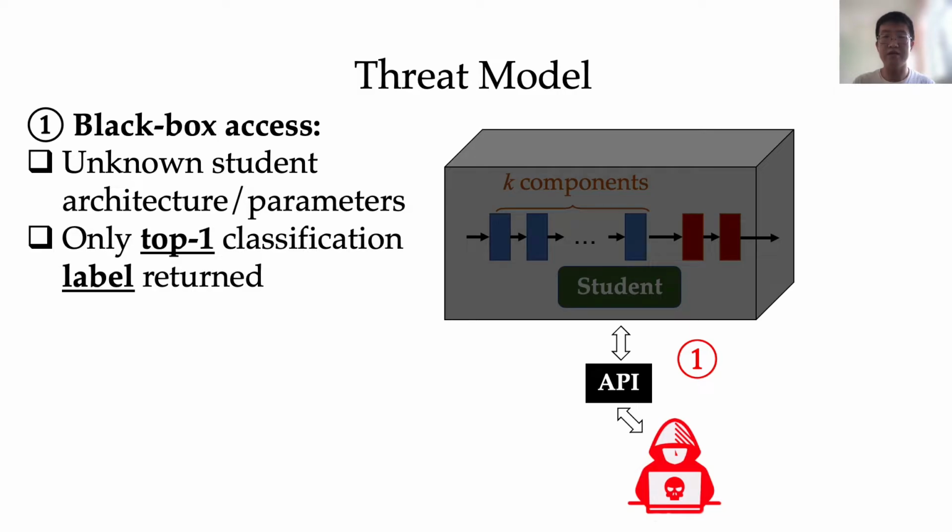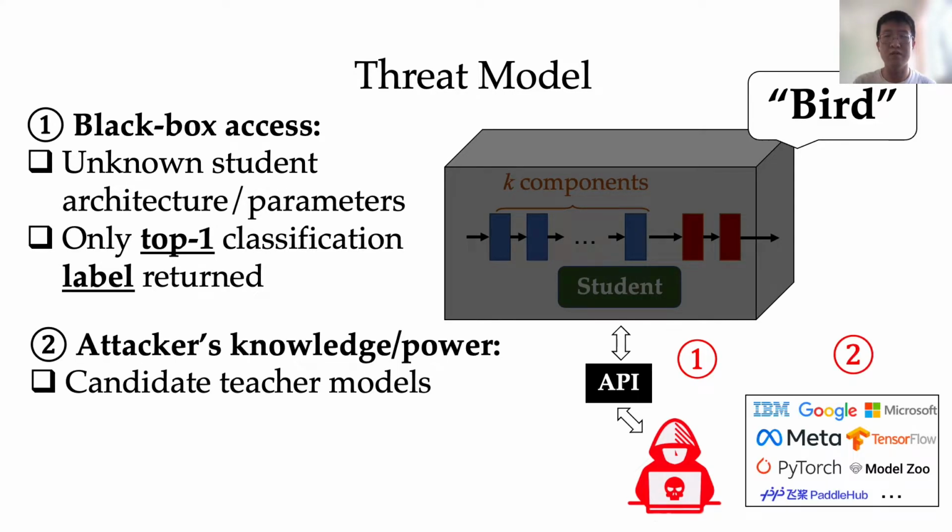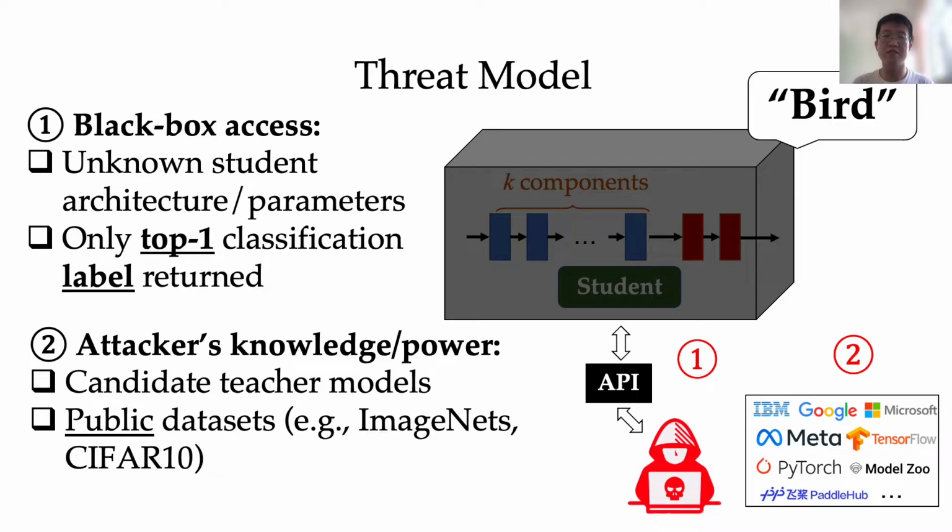At the beginning, let's talk about the threat model. First, we assume that the attacker doesn't know the student model architecture. Also, we assume the target black box only returns top 1 classification result, which gives the minimal piece of information. But we assume the attacker has obtained teacher model candidates from public sources, for example, deep learning frameworks like PyTorch or websites like ModelZoo.